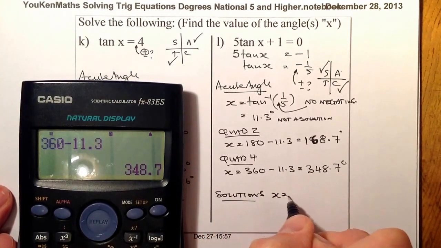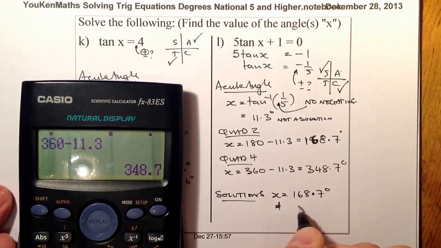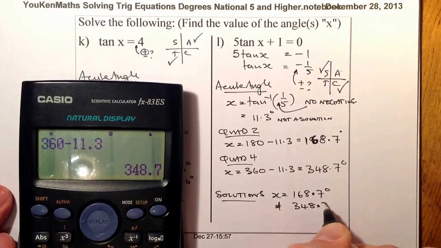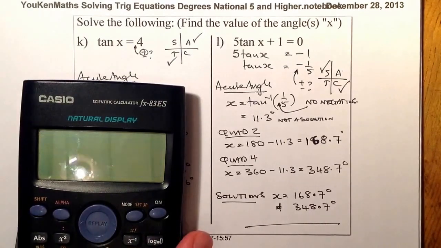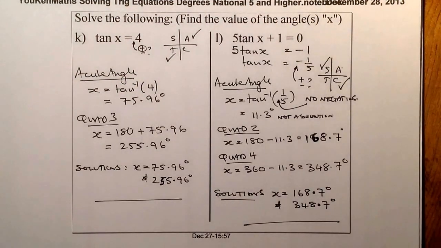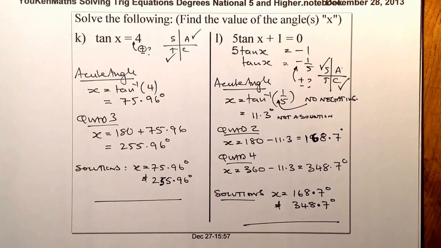Okay, so my solutions are x is equal to 168.7 degrees and 348.7 degrees. So that's us completed this work. This is where we should be with National 5, but certainly this would be applicable to Higher Maths, and especially if we were doing this type of work in radians, then that would be in the Higher Maths curriculum. So hopefully this has helped you out, and hopefully now you ken maths.